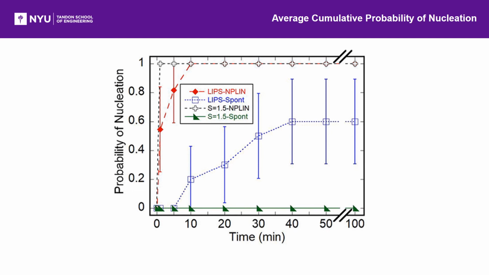We did so by comparing it to a 1.5 supersaturated system. That system is within the zone that can be nucleated by NPLIN. So, a higher supersaturated system, when you leave it alone, doesn't nucleate, while if you shoot it with an NPLIN pulse, it nucleates immediately. Meanwhile, the LIPS droplet takes a few minutes to nucleate when you shoot it with an NPLIN pulse, and it spontaneously nucleates after roughly 40 minutes, 60% of the time. That means there is some sort of residual effect for the LIPS droplet after its formation.